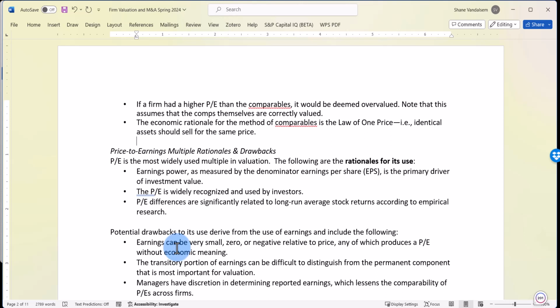The price to earnings ratio is a useful measure because earnings power, as measured by the denominator earnings per share, is the primary driver of investment value. In the long run, in order for a firm to pay cash out to its investors, it has to have positive earnings. And the degree to which those earnings increase over time represents the ability of the firm to increase the cash payments out to investors over time.